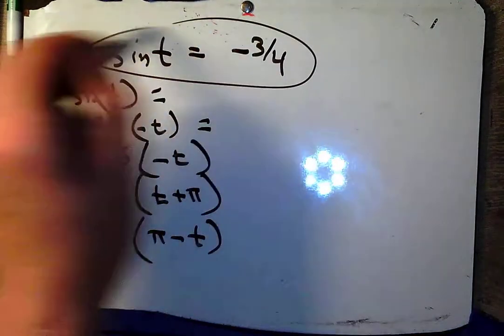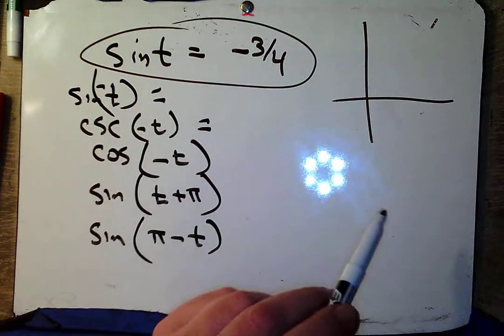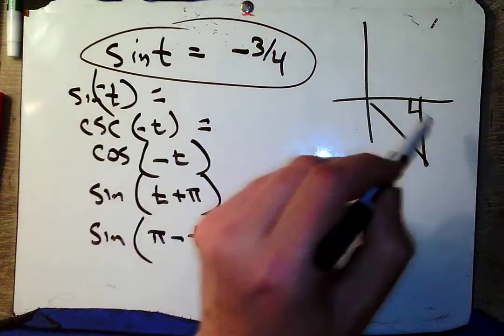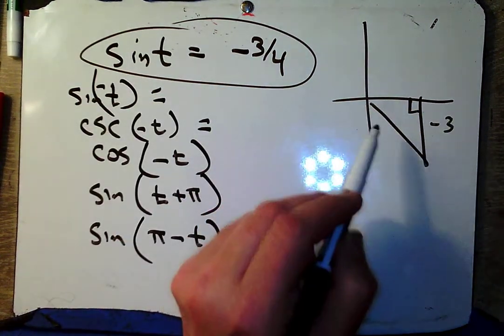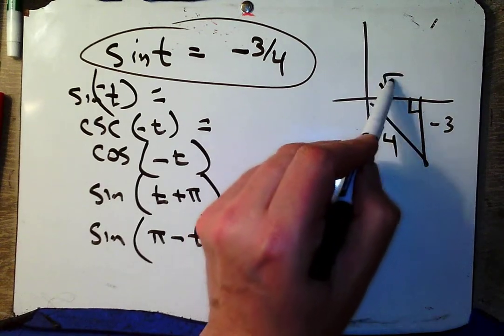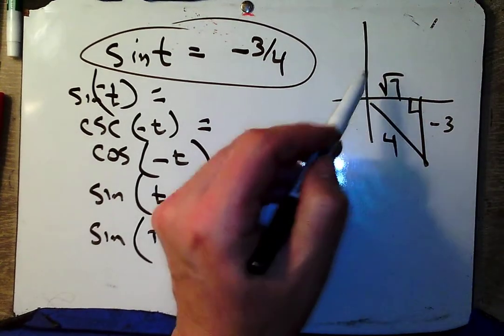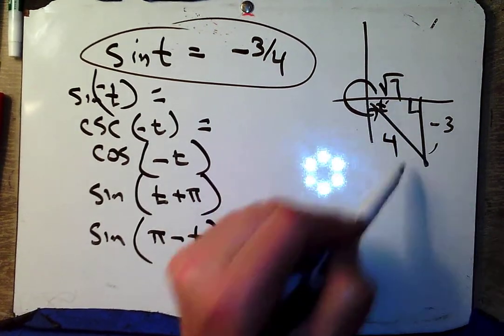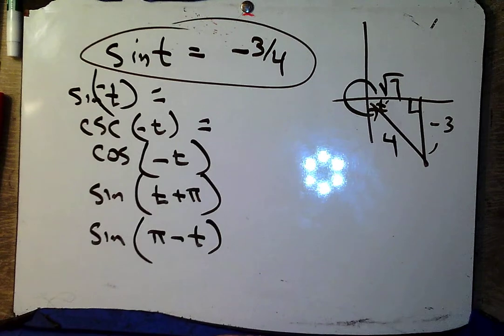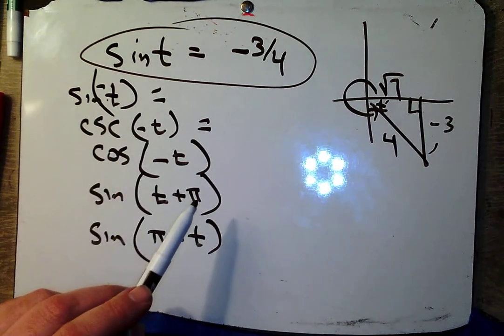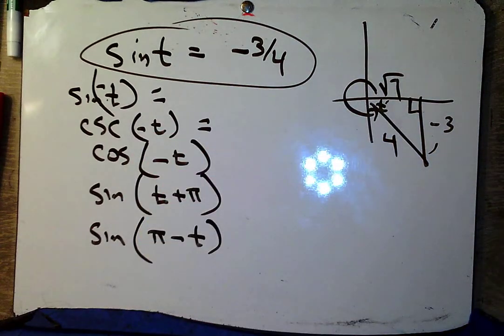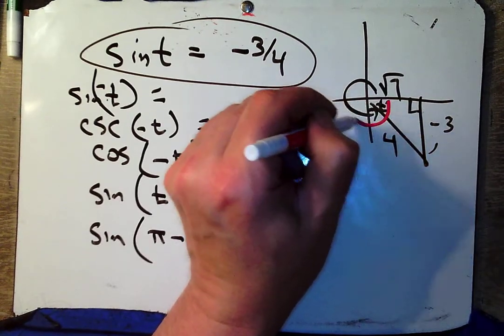Of course, magic secret of trigonometry, draw a triangle. So sine is negative, and I've got negative 3 over 4, and here's my root 7 again. So this is our t, but I'm going to be using t prime to have this discussion. Okay, so negative t. Well, negative t means instead of going in the counterclockwise direction, I'm going to go clockwise. So I'm going to find myself here.